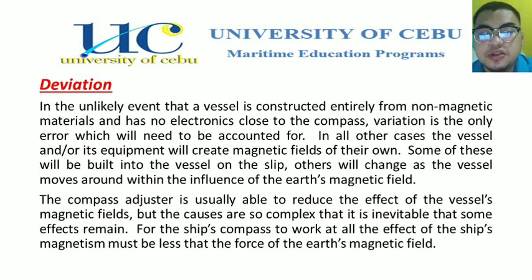So deviation is the deflection between the north-south axis of the compass card and the magnetic meridian. It is an error induced in a compass by local magnetic fields, which must be allowed for along with magnetic declination if accurate bearings are to be calculated.